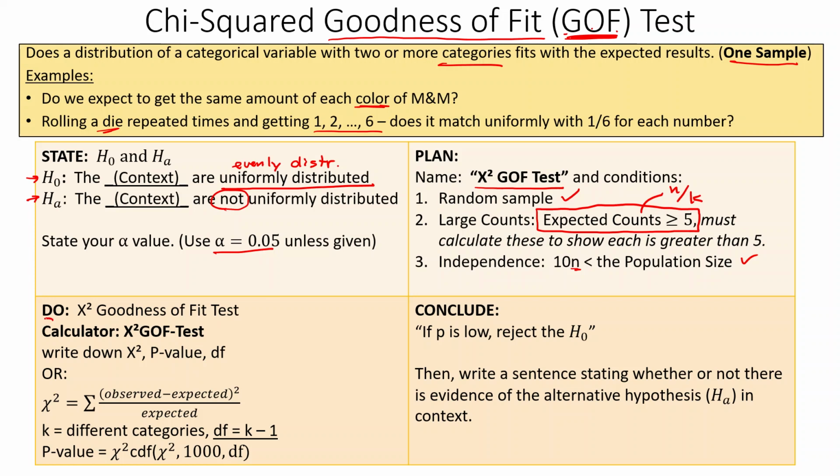All right, when we get to our calculator, there are 2 ways we can do this test. It's built in on the stat menu. So we go to stat, then over to tests, and it's built in as a chi-squared GOF test. Or we can do it by hand, which hopefully we'll do at least once here, where we calculate our chi-squared test statistic and then use the chi-squared cdf to find the p-value. And then just like before, if p is low, reject the H0. Our second sentence is, do we have evidence or not for the alternative hypothesis?